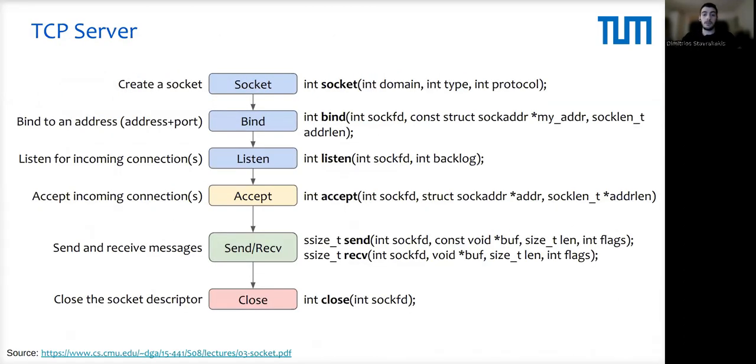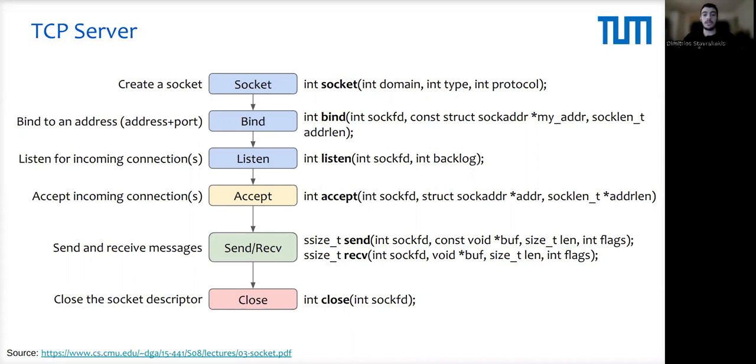Let's have a look now at the workflow of a TCP server using sockets. The first step that the server needs to do is to create a socket. During the socket creation, the user needs to specify the communication domain, the type, and the protocol to be used for the socket. On a successful socket creation, a file descriptor for the new socket is returned. After its creation, the server has to bind this socket to an address and a specified port. As soon as it's done, the server starts listening for incoming connections.